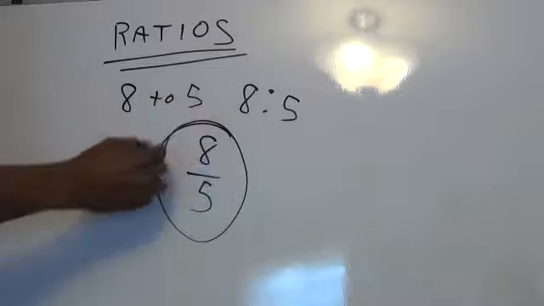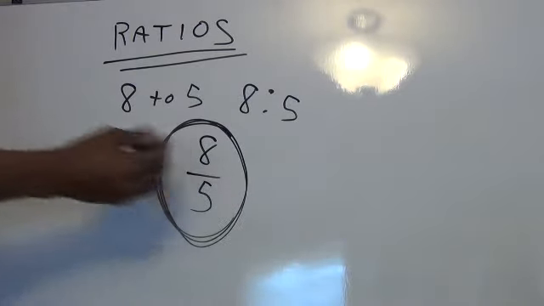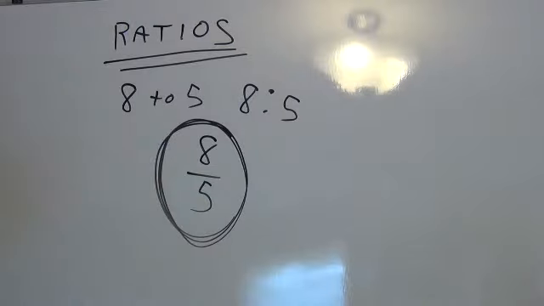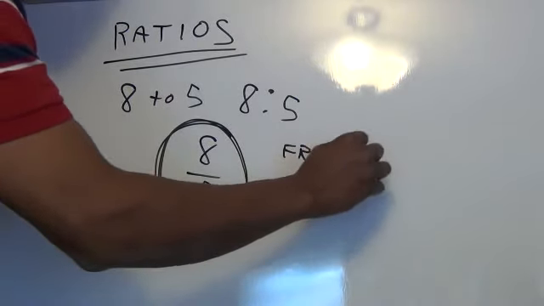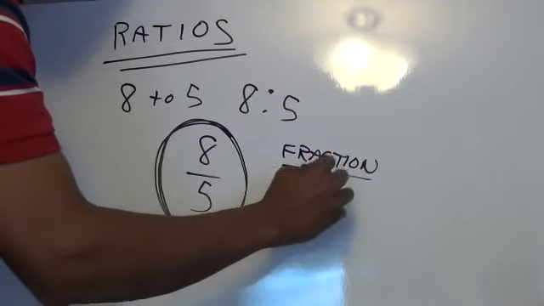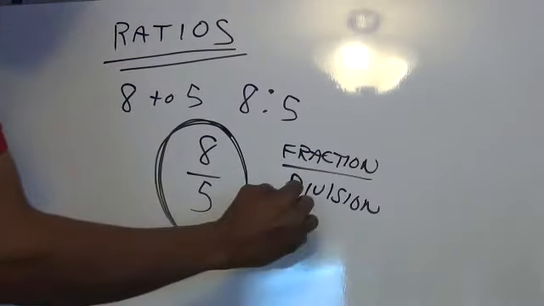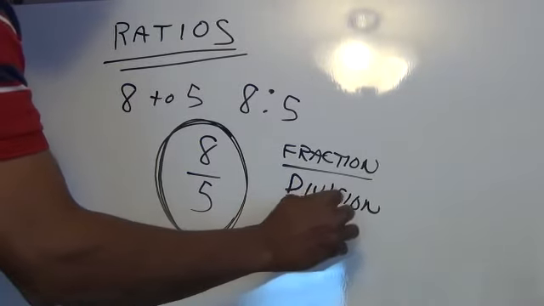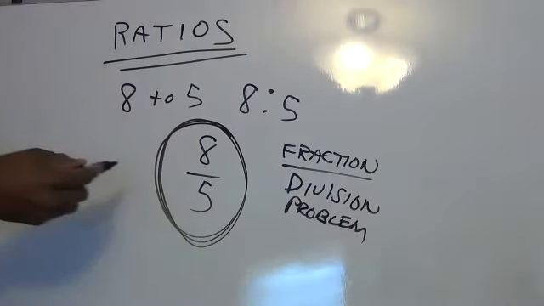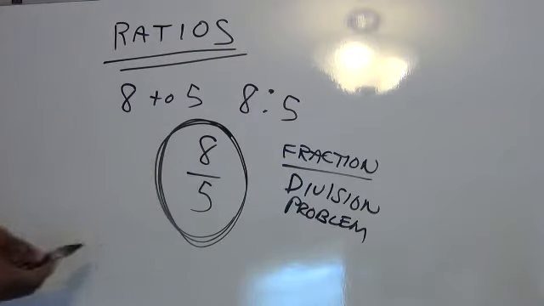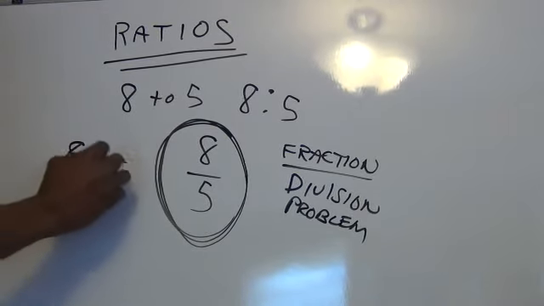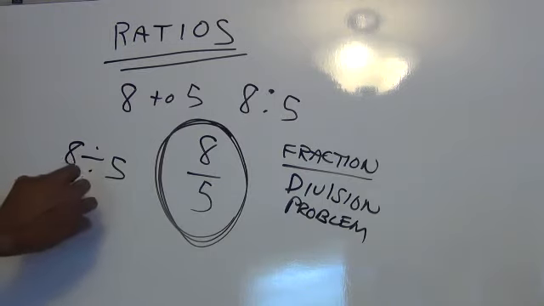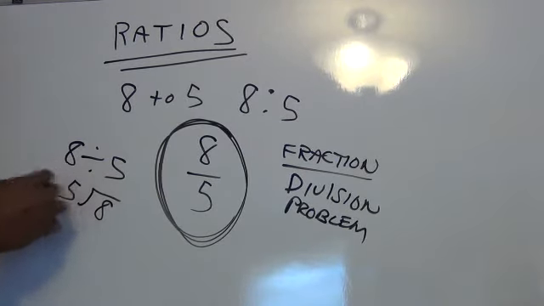So if we think of a ratio as a fraction, we can think of the ratio being 8 to 5 in this way. And all a fraction is simply a division problem. A fraction is a division problem. So in this case, the division problem is 8 divided by 5. So this written here can also be written like this, 8 divided by 5.